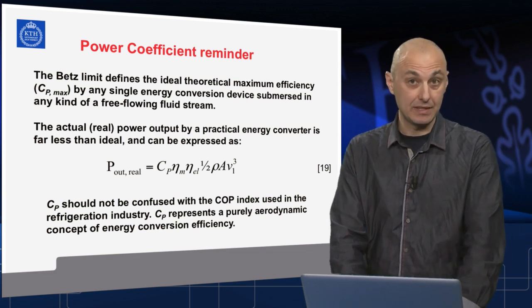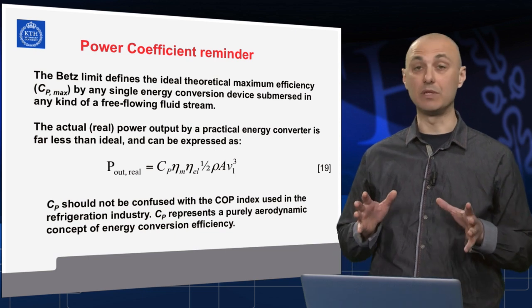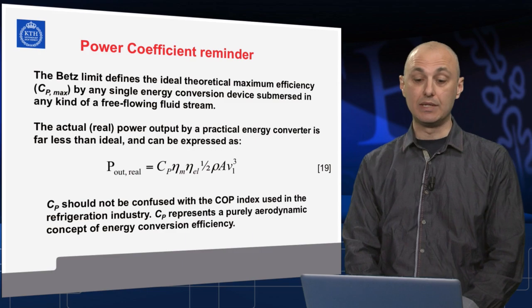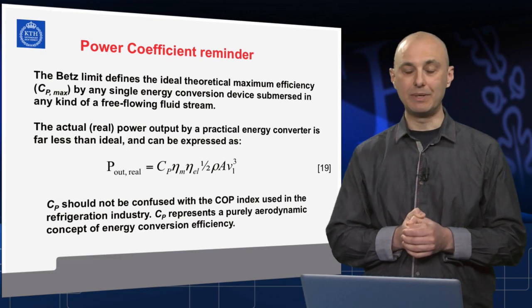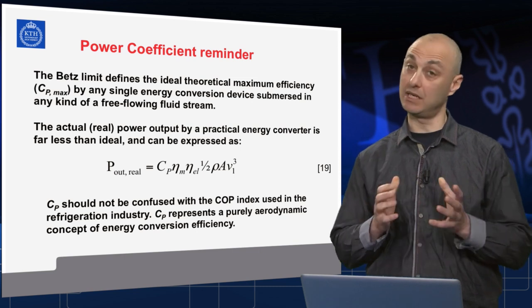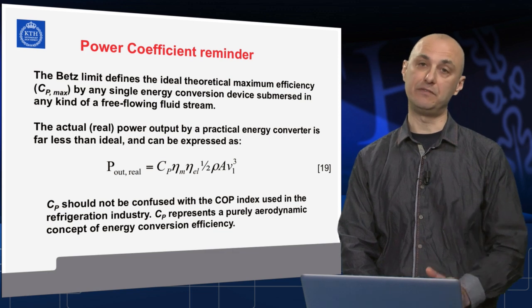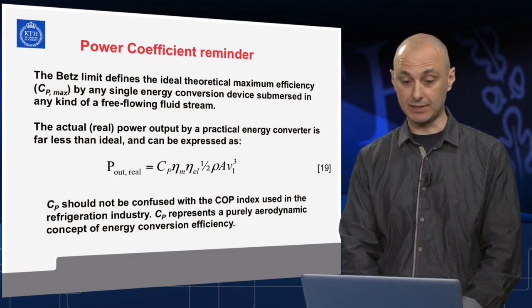A short reminder for what the power coefficient is about. Please don't forget and be careful with the words and terminology that is being used. The Betz limit is what defines and what proves the maximum possible power coefficient. The Betz limit for any single stage energy conversion device, doesn't matter how it looks like and what the fluid is, actually is a maximum of 59%. Not more than that energy is possible to be extracted.